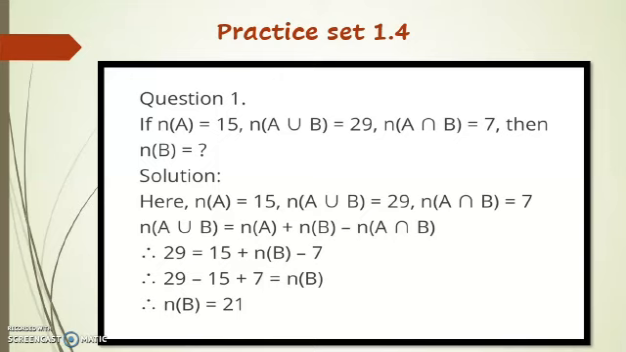First, write the values given in the question again. Then write the rule, that is number of elements in A union B equals number of elements in A plus number of elements in B minus number of elements in A intersection B. Substitute the given values and calculate the unknown value. So we will get 29 is equal to 15 plus number of elements in B minus 7. So number of elements in B is equal to 29 minus 15 plus 7. So number of elements in B is equal to 21.